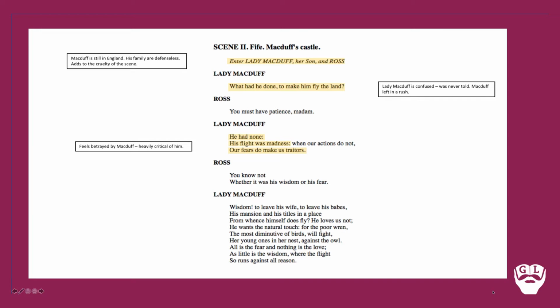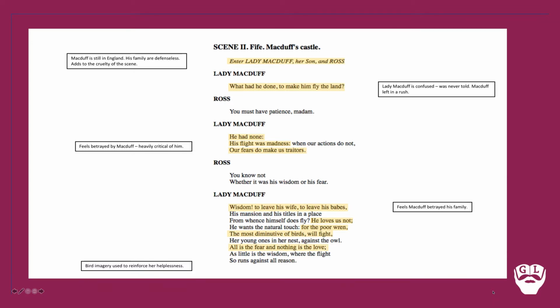As we continue, notice how Lady Macduff continues this, arguing, "Was it wisdom to leave his wife, to leave his babes? He loves us not." She feels that her husband, Macduff, who will become a hero of sorts at the end of the play, has betrayed his family, with a very substantial cost as a result. "Poor wren, the most diminutive of birds, will fight her young ones in her nest against the owl. All is the fear and nothing is the love."